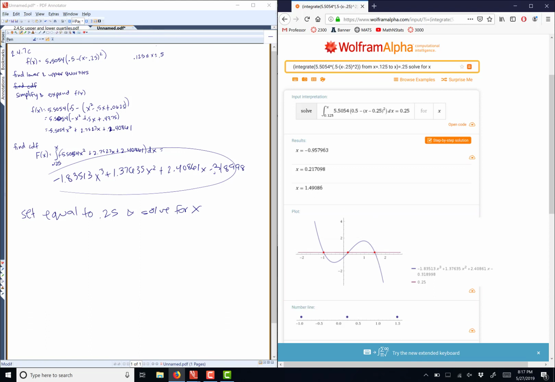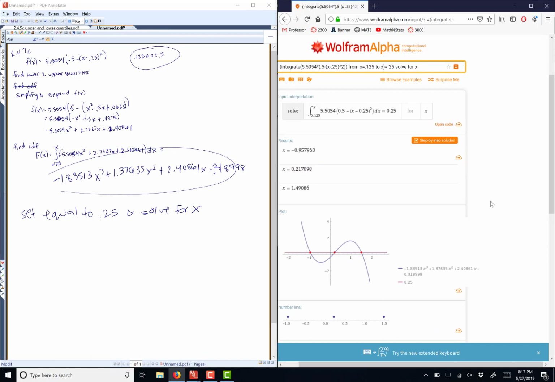So which one is actually in our range? Remember, we only care about x's from 0.125 to 0.5. So the only x we care about is this 0.217. So x equals 0.217. And so that is my lower quartile. Again, at this point, the ones that get complicated, you don't have to solve by hand. On the exam, I make the calculus and the calculations very easy, so you're not trying to do all this by hand. For your homework, if you don't have a TI-89 or TI-Inspire or something that can do it on your calculator, just go to Wolfram Alpha and ask them to do it for you. Save yourself some time and headache.